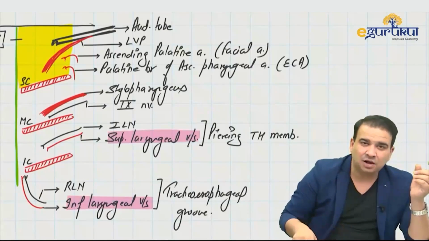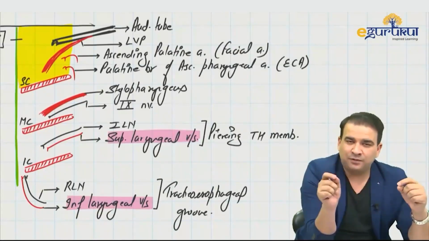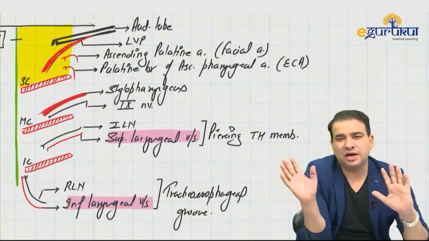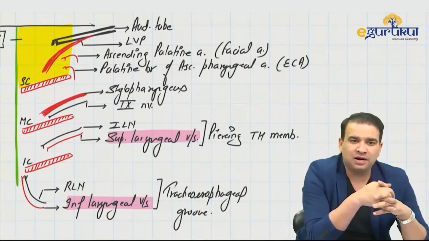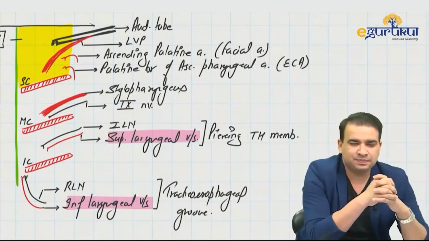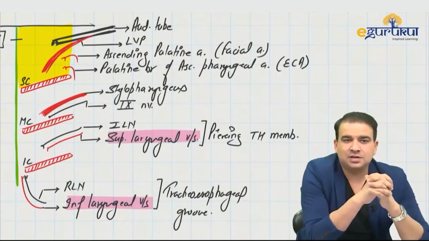Superior laryngeal vessel or superior laryngeal artery is a branch of superior thyroid. Inferior laryngeal artery is a branch of inferior thyroid. It is as simple as it goes. Superior laryngeal branch of superior thyroid, inferior laryngeal branch of inferior thyroid artery. So this is about the structures passing between the constrictor muscles.